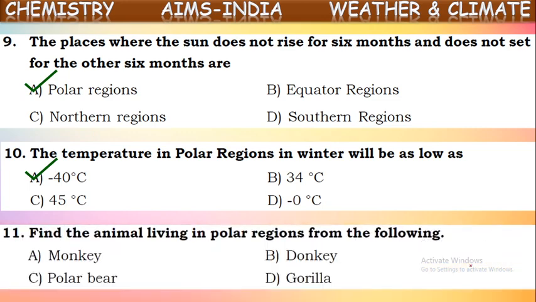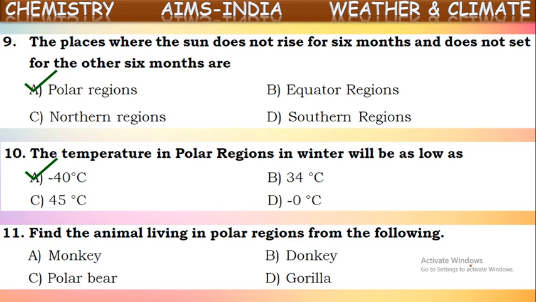Next one. Find the animal living in polar regions from the following. As we told, the temperature will be very low in the polar regions, so humans and other living things cannot survive in that area, because the climate is horrible. It is so harsh. We cannot live there. If you go, immediately you will freeze because of the very low temperatures.